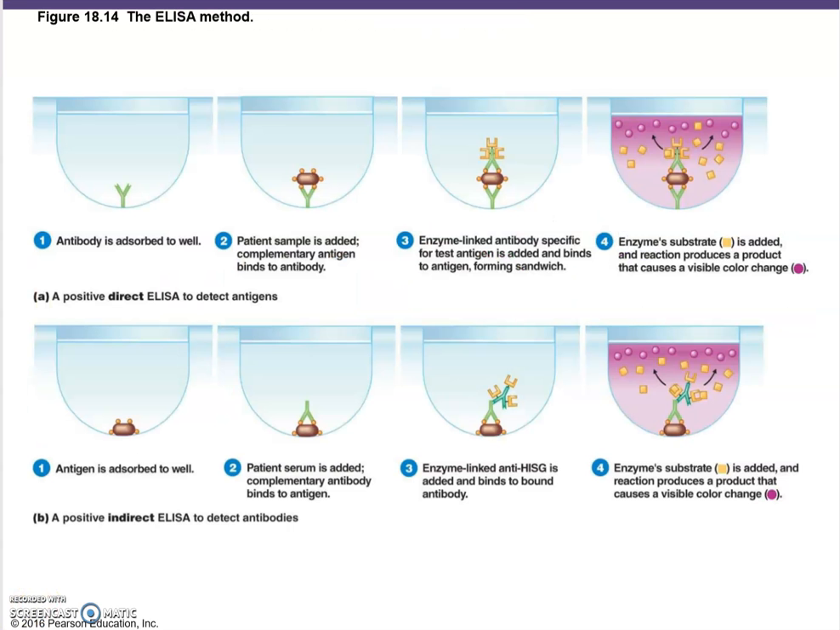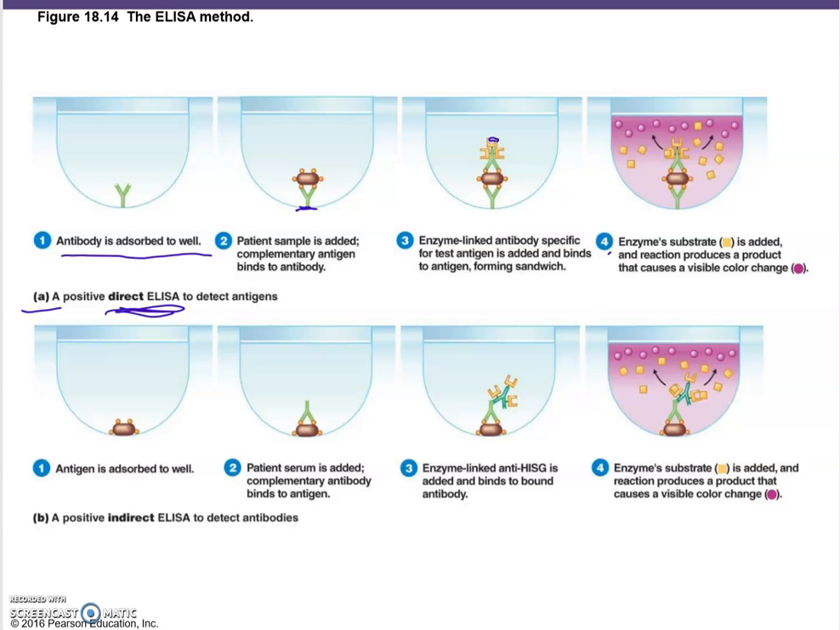Here's a diagram that shows you the difference between the direct and the indirect ELISA method. So here on A, we have a direct ELISA. That means the antibody is absorbed to the well, and then we are adding the patient sample, and if it contains the antigen, then the antigen will bind to the antibody that's coated here in the well, and then we have a secondary antibody that is then binding to this complex of antibody antigen right here, and then the linked enzyme, this yellow part I guess, is producing a color reaction. So that would be a direct ELISA test.